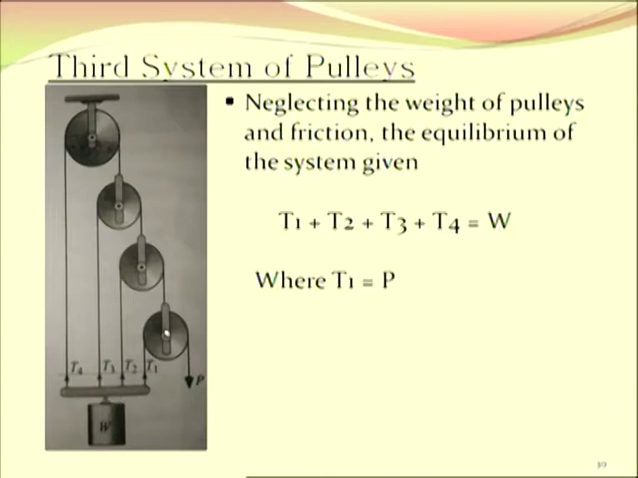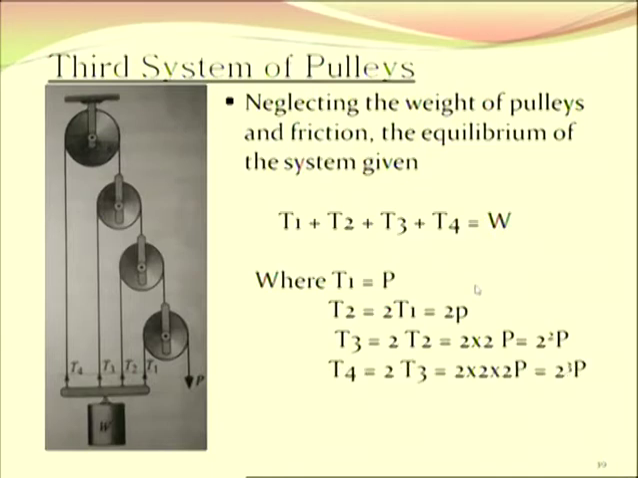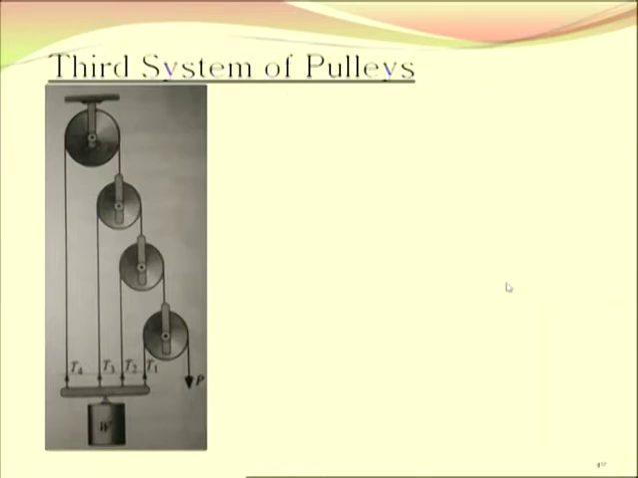Here from the first rope, the bottom rope, we can say that T1 is equal to P. Putting that in the equation of T2, T2 is equal to twice T1, and by putting the value of T1 as P, we get T2 equal to 2P. Similarly, going ahead, T3 is equal to twice T2, that is 2 into 2P, that is 2 squared into P. Similarly, for the last, T4 is equal to twice T3, that is 2 into 2 into 2P, that is 2 raised to cube into P. Therefore, the equilibrium equation results as P plus 2P plus 2 squared P plus 2 cubed P equals W.